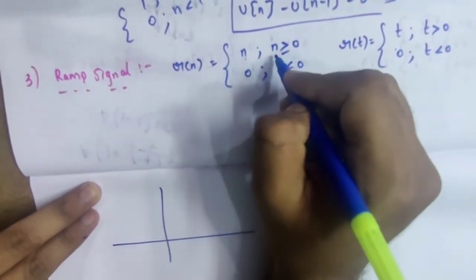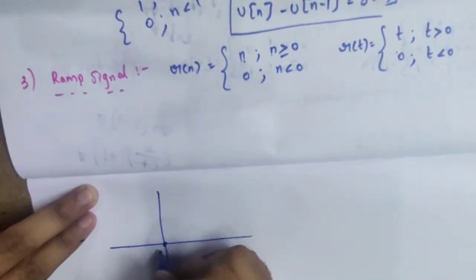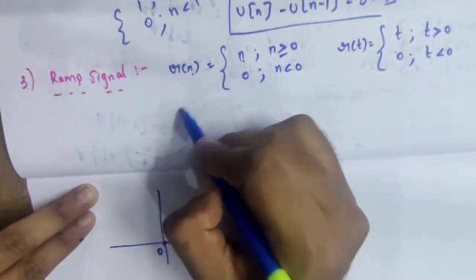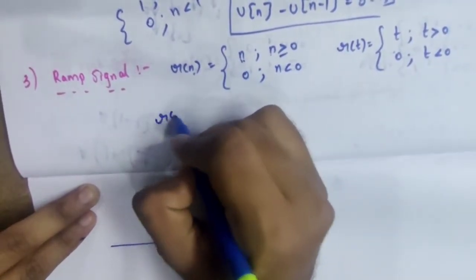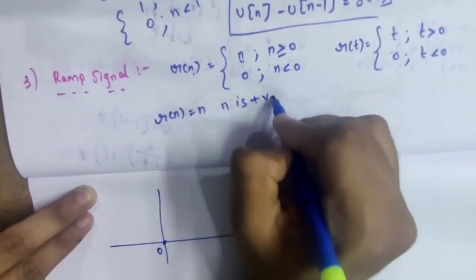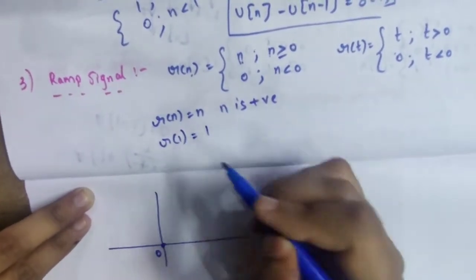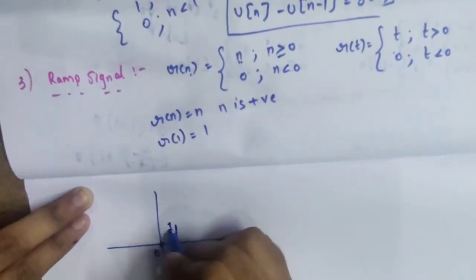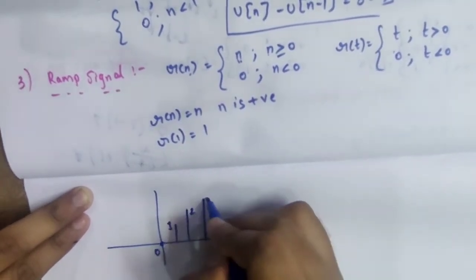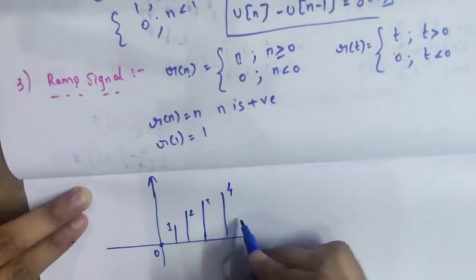So when I substitute n equals 0, r of n is equal to 0. So at 0 it is 0. Whereas at 1, if I substitute n equals 1, r of 1 is equal to 1, since r of n is equal to n for positive n. So at 1 the amplitude will be 1. At 2 the amplitude will be 2. At 3 the amplitude will be 3. At 4 the amplitude will be 4. Like this it will continue.